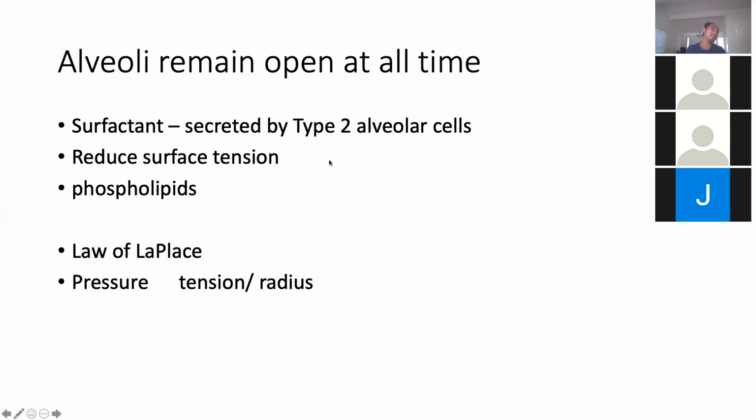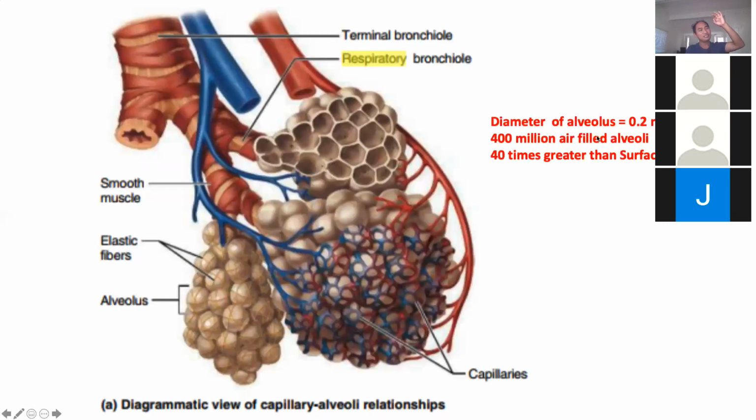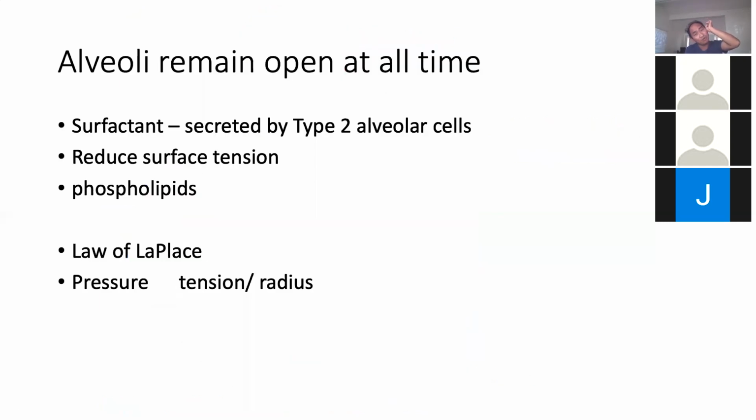So surfactant is made from the type 2 alveolar cell. And when we talk about surfactant and alveoli, the diameter of the alveolus is 0.2 millimeter. It is so small. How can it be kept open when we exhale all the air out of the lungs? In forced expiration, you are forcing the air out with the abdominal muscle, squeezing the lung. How can this little alveoli remain patent and open?